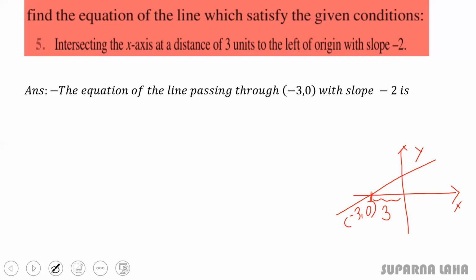Clear? If one point and the slope are given, you can easily find the equation of the line. So y minus 0 equals m, that is minus 2, into x plus 3. Simplify it. So 2x plus y plus 6 equals 0 is the equation of the straight line.